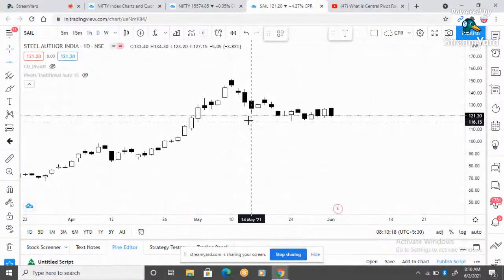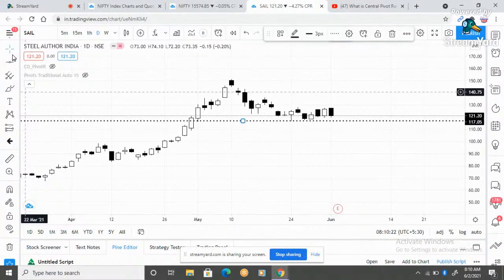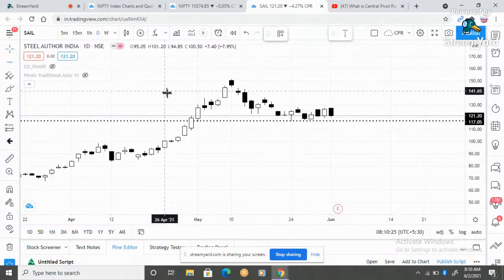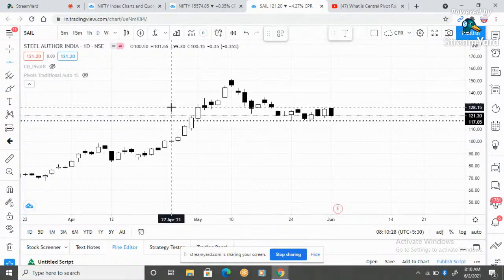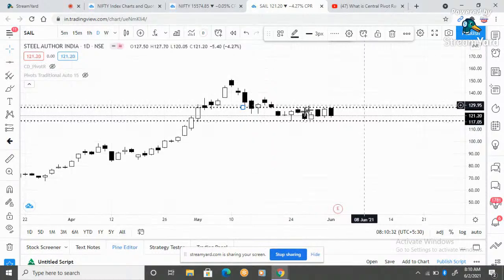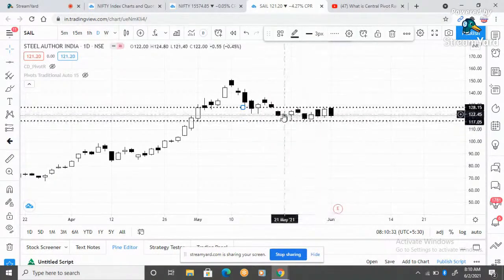So let's note down the levels. 117 is the support on downside. On upside, 128 is the resistance. So the counter is moving in this price range, 117 to 128. So this is almost an 11 points range.